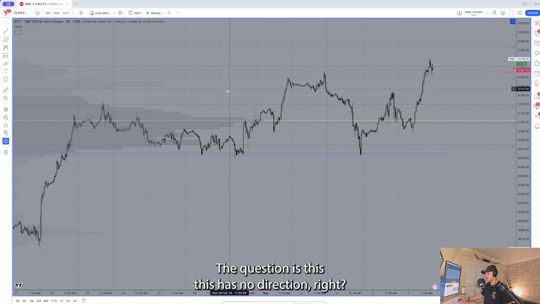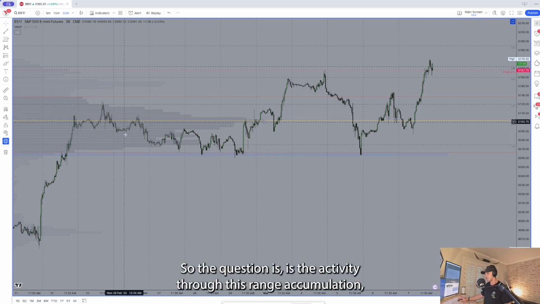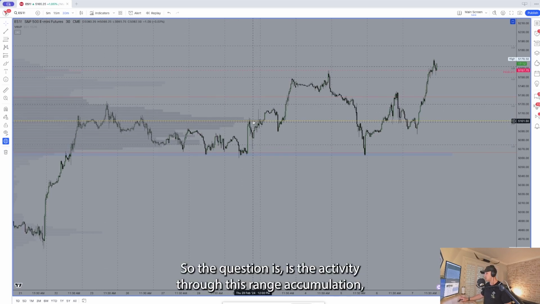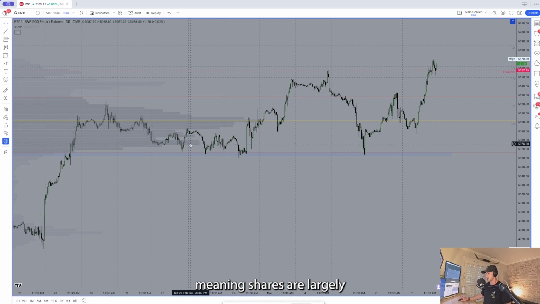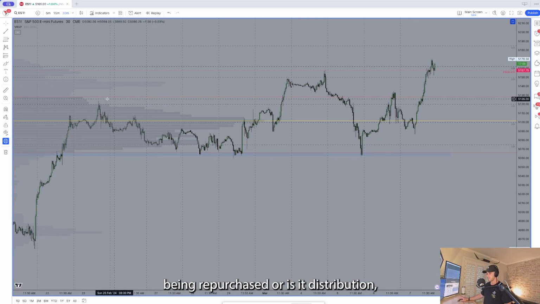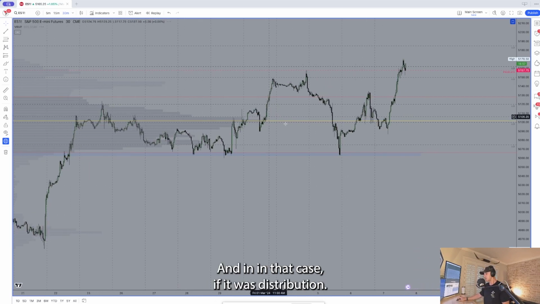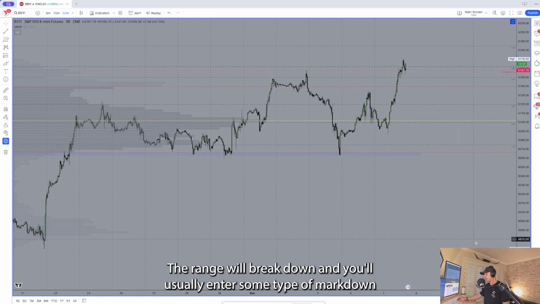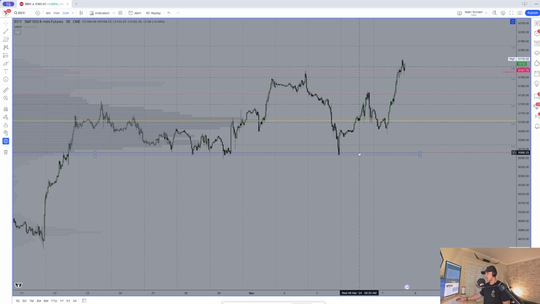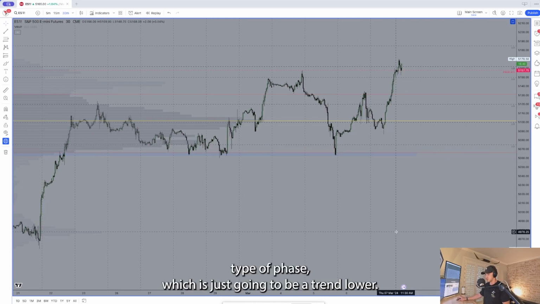The question is, this has no direction, right? It's just sideways. So the question is the activity through this range accumulation, meaning shares are largely being repurchased, or is it distribution, meaning shares, or in this case contracts, are largely being sold, net sold? And in that case, if it was distribution, right, the range will break down and you'll usually enter some type of markdown type phase, which is just going to be a trend lower, right?